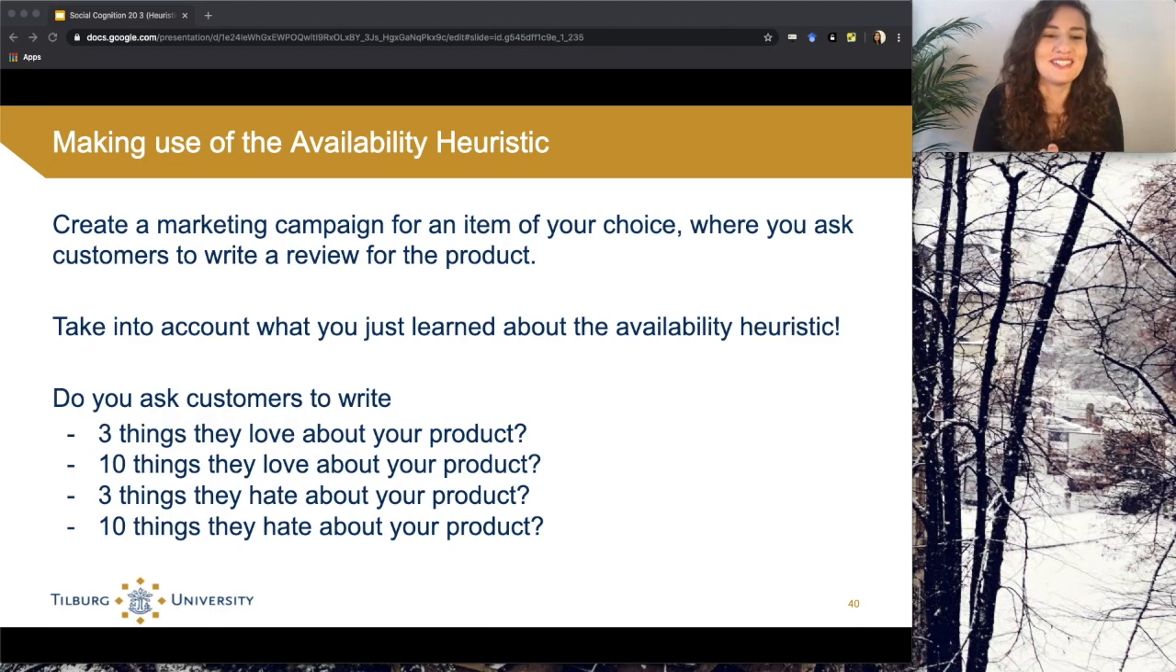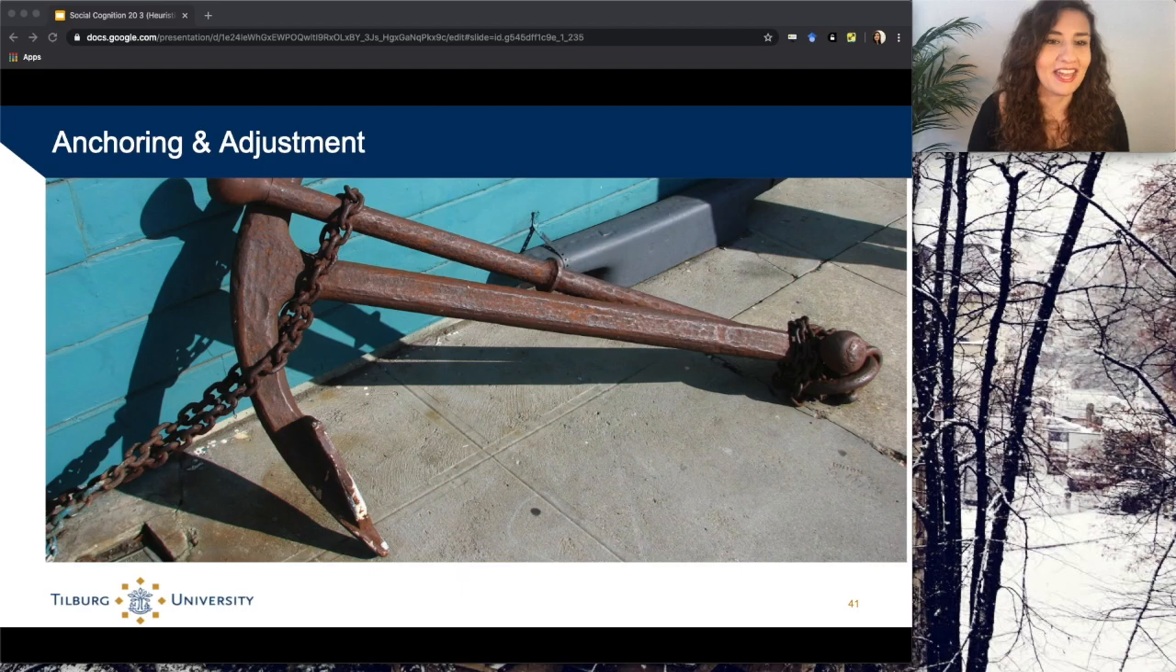Okay, so availability heuristic done. Let's move on to the third type of heuristic that our goal is to look at today, and that would be anchoring and adjustment.